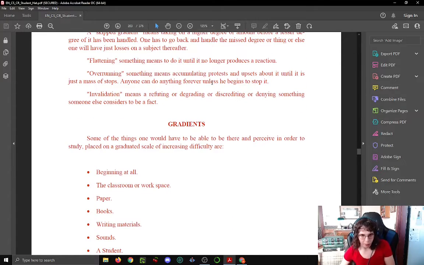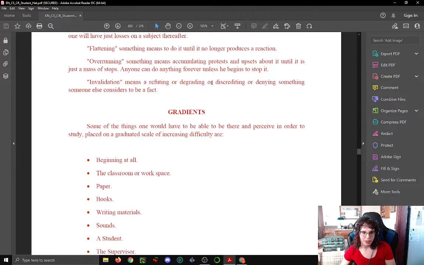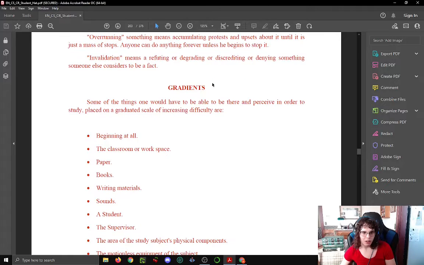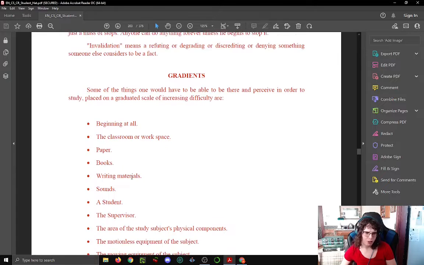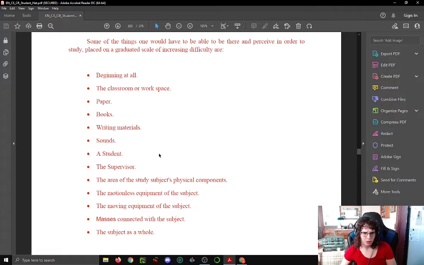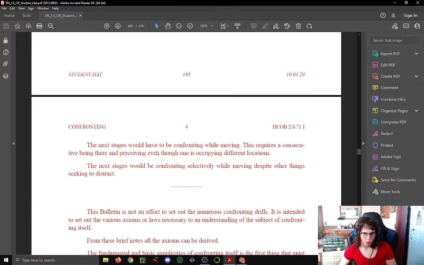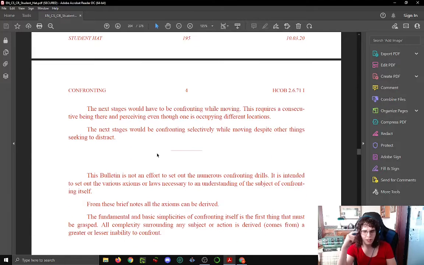But anyway, gradients. Some of the things one would have to be able to be there and perceive in order to study, placed on a graduated scale of increasing difficulty, are beginning at all, the classroom or workspace. They'd have paper, books, writing materials, sounds, a student, the supervisor, the area of the study subject's physical components, the motionless equipment of the subject, the moving equipment of the subject, masses connected with the subject, and the subject as a whole.